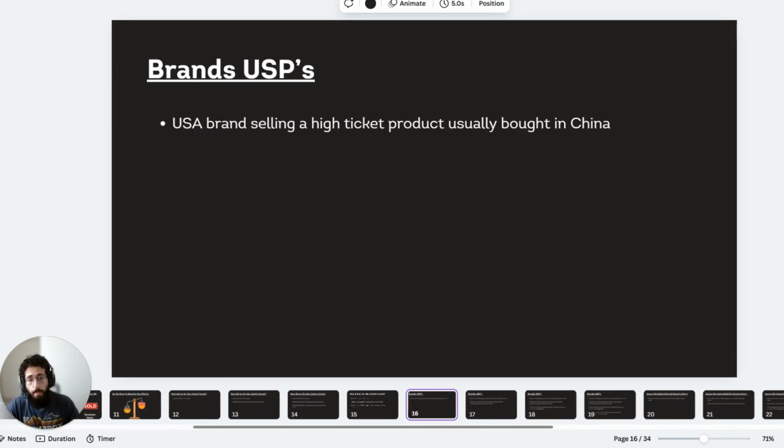And then in terms of the brand's USPs, if we get into that in a little bit more detail, for this brand specifically, we were selling a high ticket product that was usually bought from China. And so this was a USA based brand, which immediately creates its own USP because people have their own pain points about ordering from China, right? It takes a long time to arrive, there's no support, there's not always good quality checks on the products coming through, you might have to pay import tax depending on where you are in the world, whereas with a USA brand you don't have most of those issues. So that was definitely a big USP we wanted to highlight.